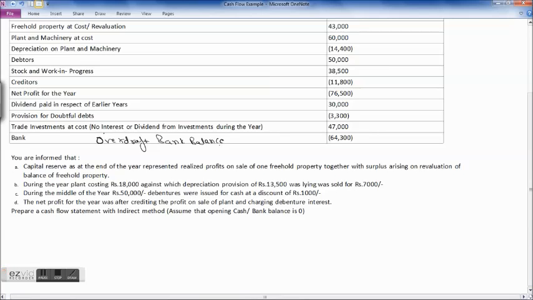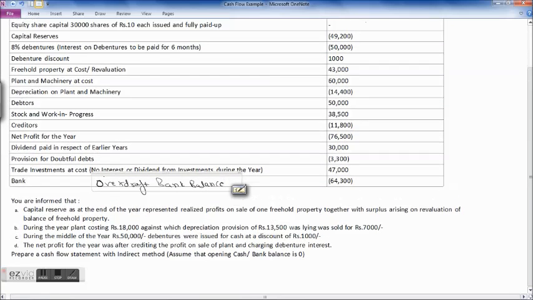Then there are some adjustments which are given below. You are informed that capital reserve as at the end of the year represents realized profit on the sale of one freehold property together with surplus arising on revaluation of the balance of a freehold property. So what does it mean? There are some capital reserves of 49,200. There was a sale of one freehold property, so profit on that sale is included in this.